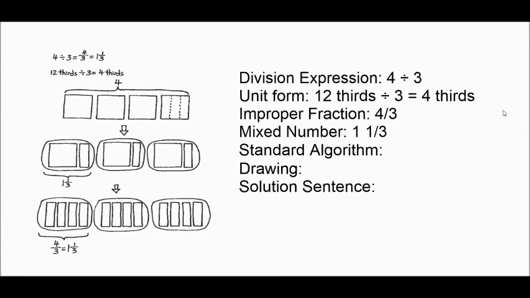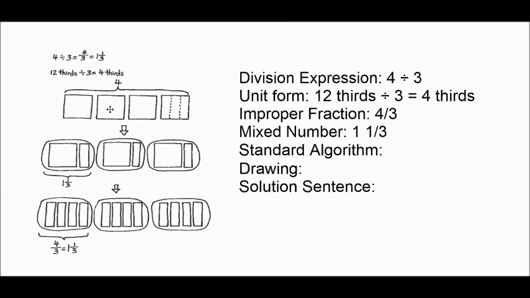But when we look at this, it's very different than some ways that people know how to do things. These are all separate ways in which you can actually find the answer. 4 divided by 3 equals 4/3, or 1 and 1/3. There's a division expression, which would just be 4 divided by 3. The unit form would be, if you broke this all down, you'd realize that you have 12 thirds.